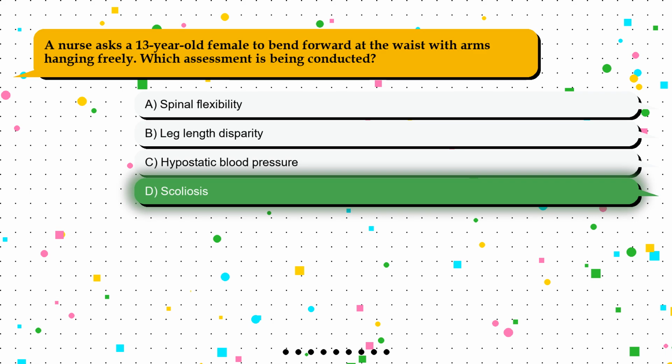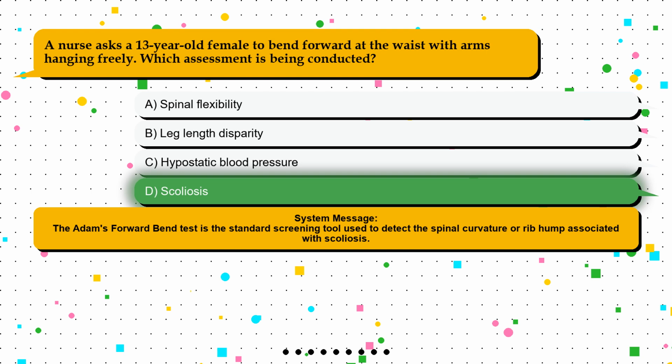The correct answer is option D. Scoliosis. The Adams forward bend test is the standard screening tool used to detect the spinal curvature or rib hump associated with scoliosis.